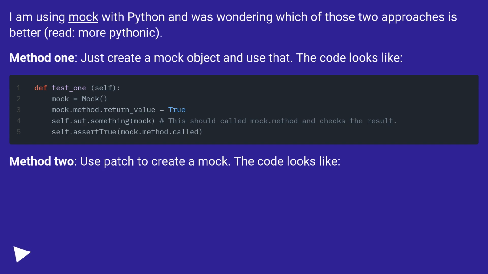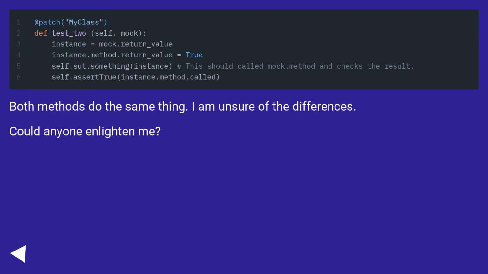Method 2. Use patch to create a mock. The code looks like. Both methods do the same thing. I am unsure of the differences. Could anyone enlighten me?